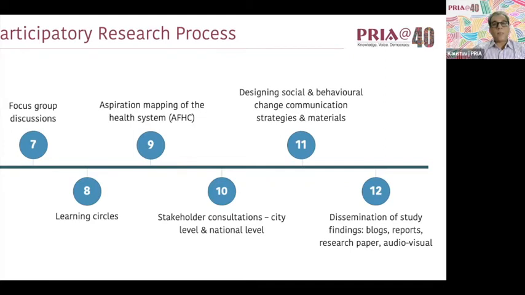So one of the exercises that we did with the adolescents was to map their aspirations, not only about the physical infrastructure and the layout of the center, but how this center could be more like an engagement and learning center, where a free-flowing discussion can happen between the adolescents and the health officials. So all these aspirations were mapped with the active involvement of the adolescent boys and girls. And once all this data came together, we started analyzing that data.